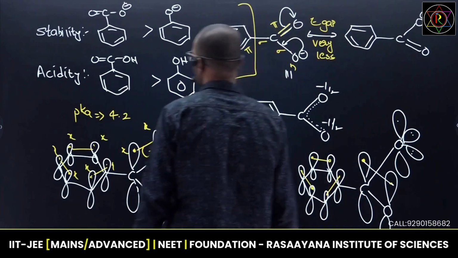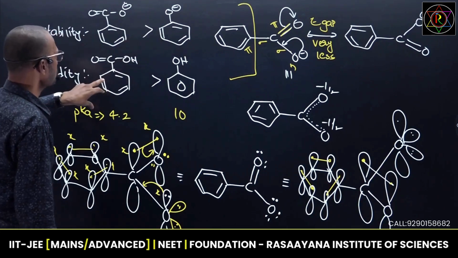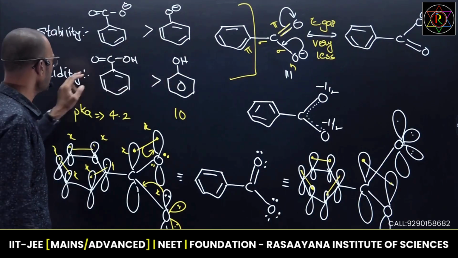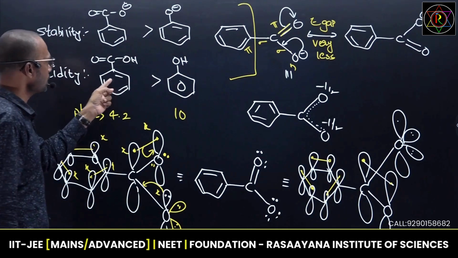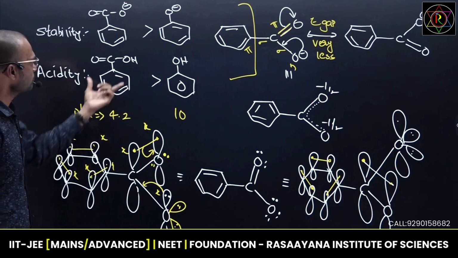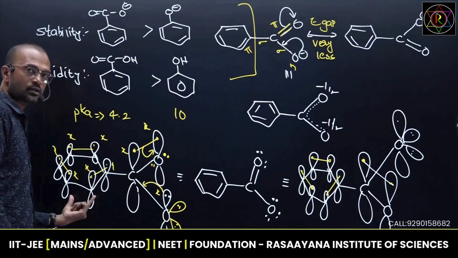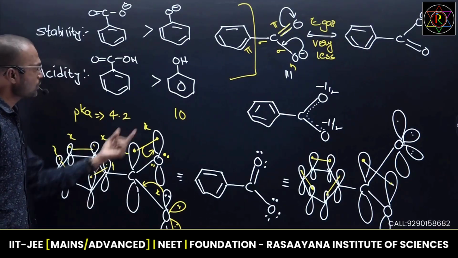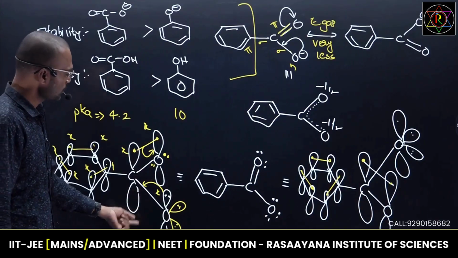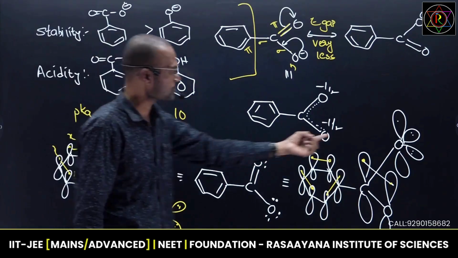In this case, if you consider stability, benzoate is more stable than phenoxide, so benzoic acid is more acidic than phenol. Finally, the pKa value is very low for this and very high for this. As pKa decreases, acidity increases. Finally, see the p orbital overlap as well as primary resonance and secondary resonance; I am explaining clearly. This COO minus you can write like this. This lone pair participates in resonance and this pi bond transfers here. You will get this structure.